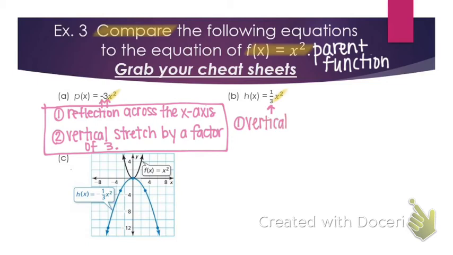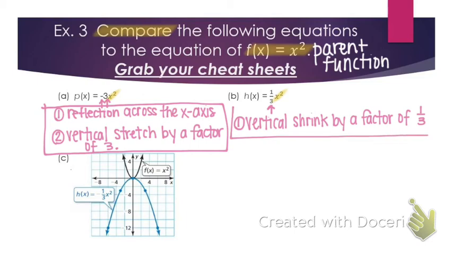Now, 1/3, plug it into those little formulas again. Greater than 1 or falls between 0 and 1? It's a fraction, right? It's a fraction that does not turn into a mixed number. So it is definitely between 0 and 1, which makes this a vertical what? Shrink. This one's a shrink. Again, by a factor of what? By a factor of 1/3. Awesome. And we'll box it in.